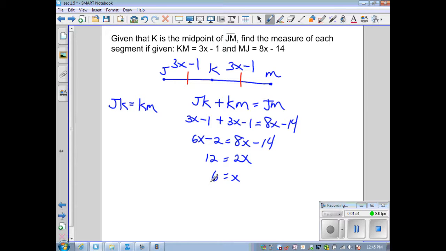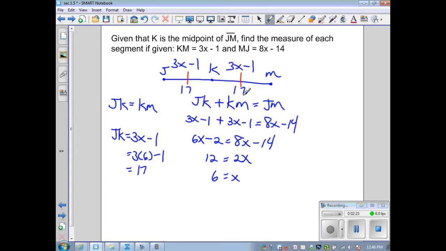Now I just substitute that value into my expressions to solve for my segment lengths. JK is equal to 3x minus 1. Substituting 6 in for x, 3 times 6 minus 1 equals 18 minus 1, which is 17. Knowing that JK and KM are congruent, that means this segment is 17 and this segment is 17.